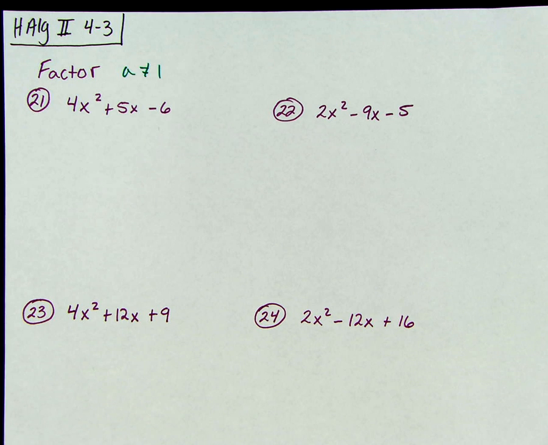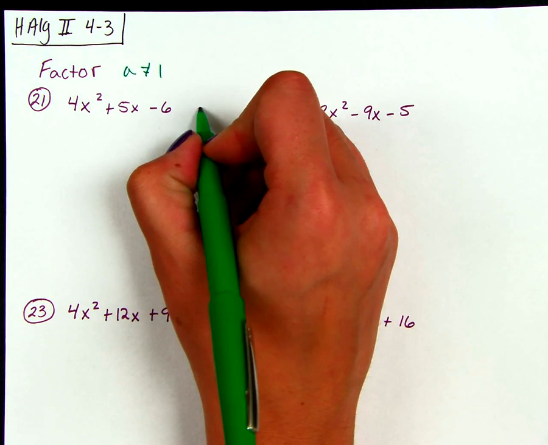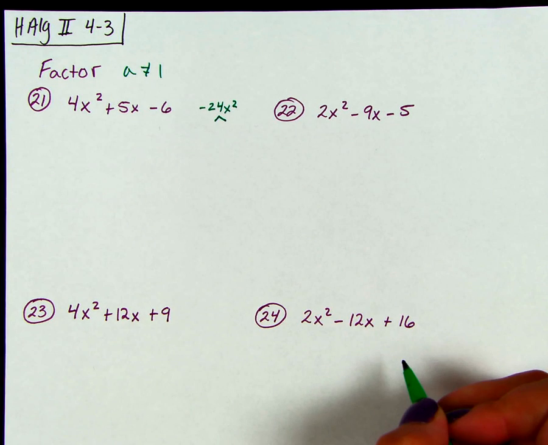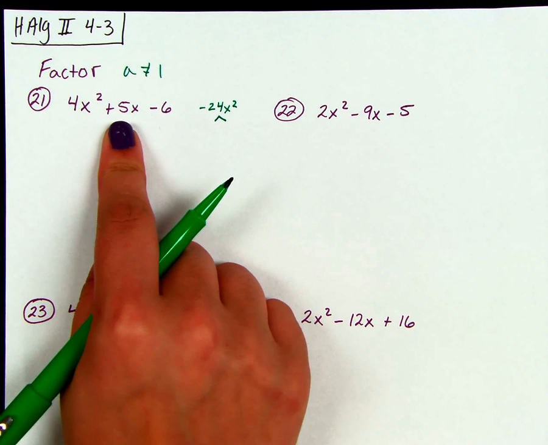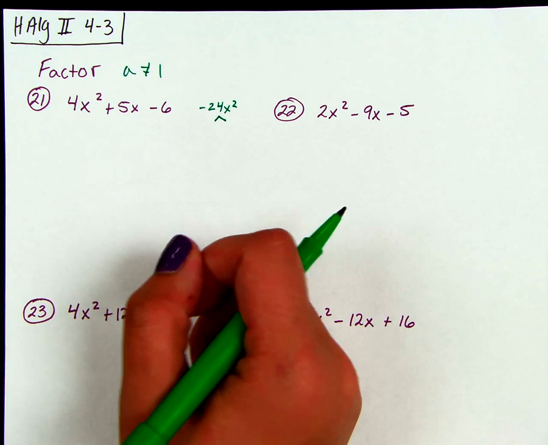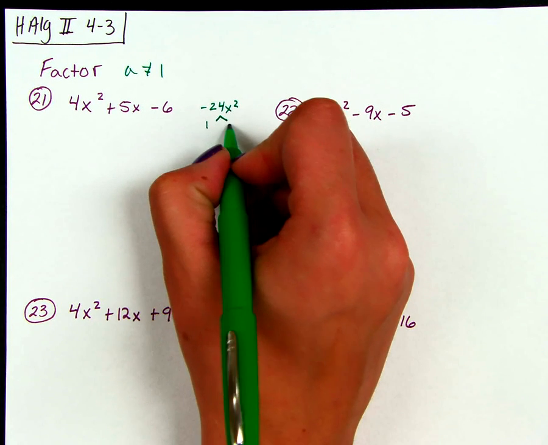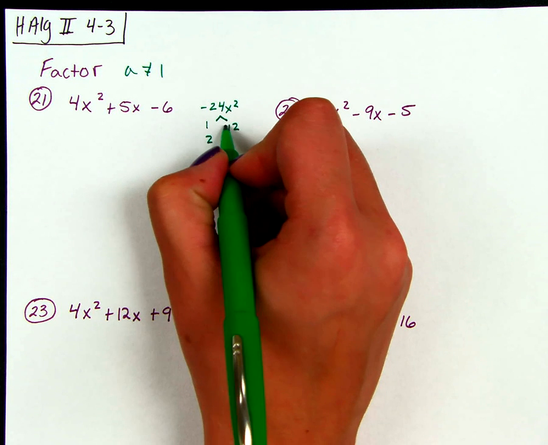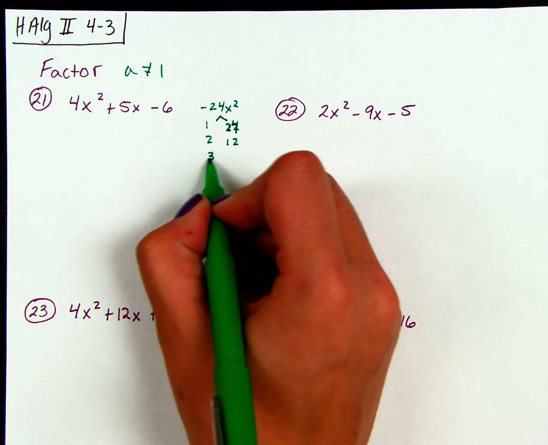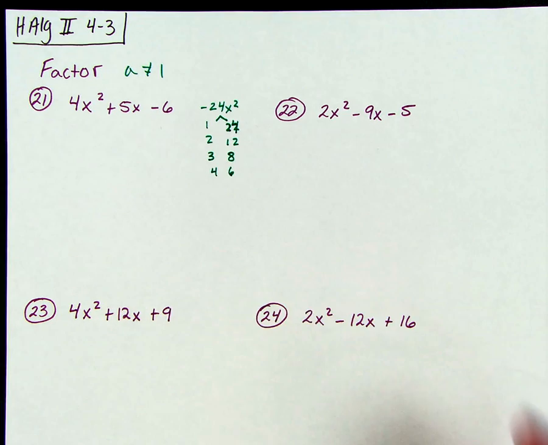So I am going to start with the grouping method. So we would take 4 times -6, so that would be -24x squared. And then we need factors of -24x squared that are going to add to be the middle term. So if I'm looking at this, I would choose, let's see. So we know 1 and 24 works, 2 and 12, and then we would have 3 and 8, 4 and 6. So I just have to choose which set.